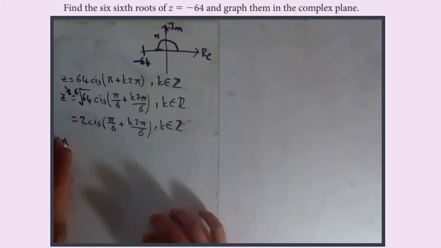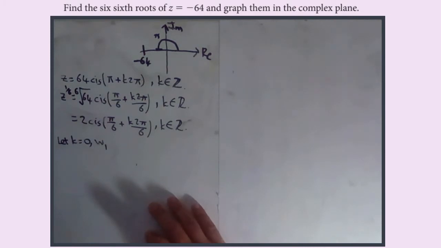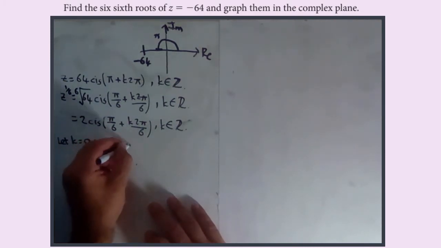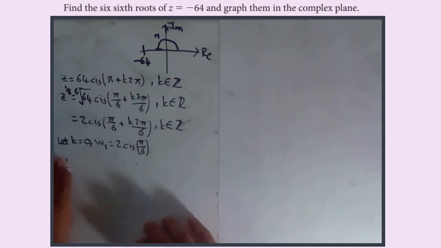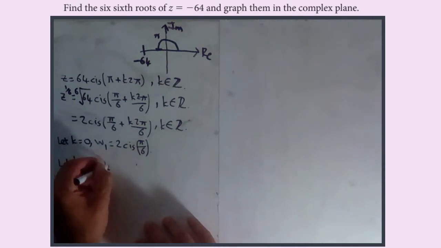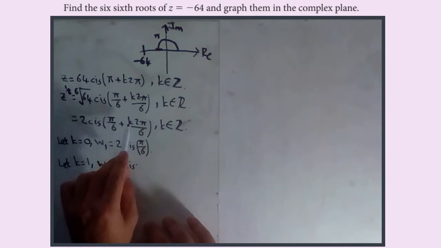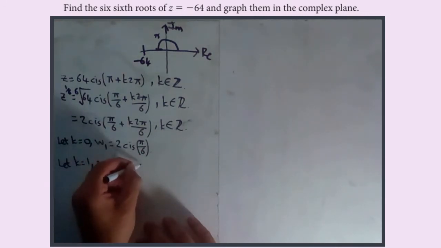So let k equal 0. That would mean our first root, which I'm going to call W1, it's a standard way of writing it, is going to be 2 cis pi by 6. If we let k equal 1, the second root, W2, is going to be 2 cis pi by 6 plus 2 pi by 6, that's 3 pi by 6, which is pi by 2.